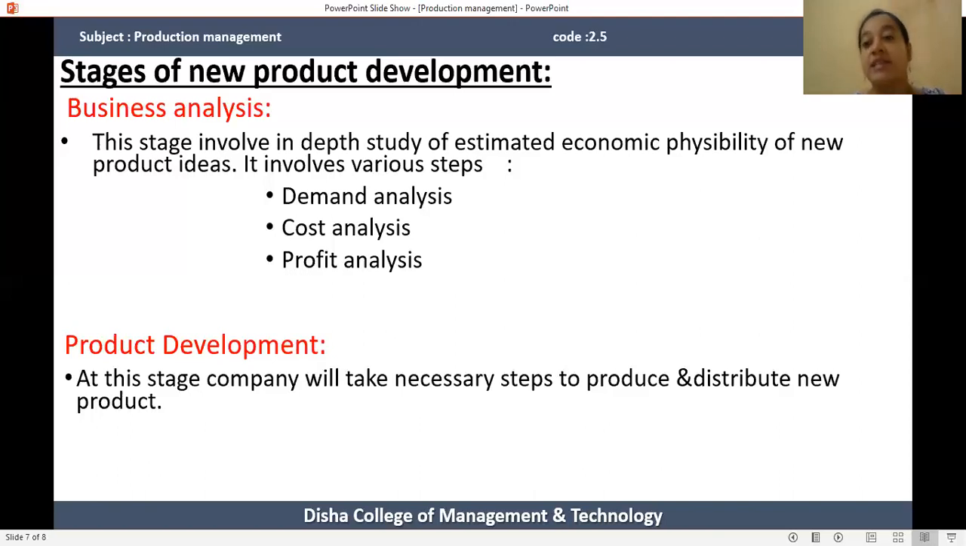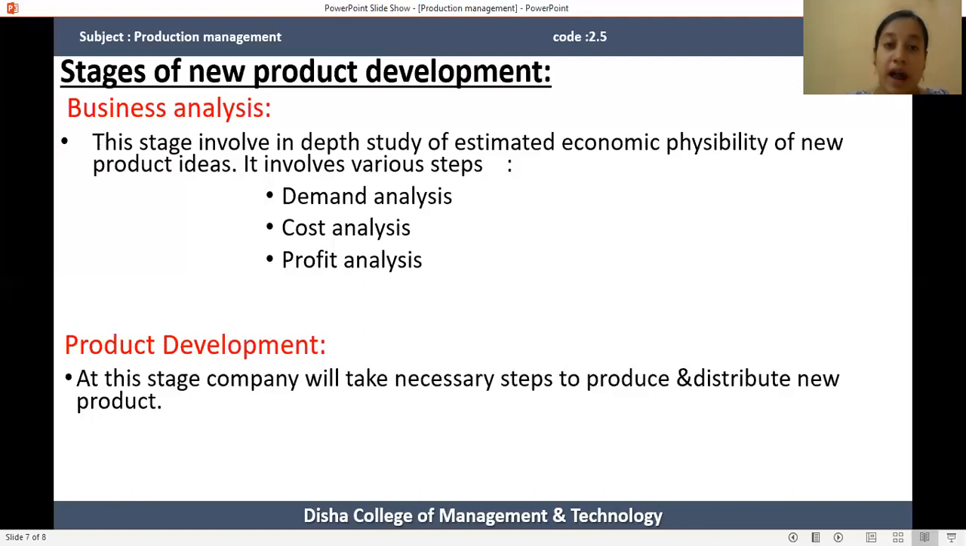And in profit analysis, they are able to identify which product can give them more success and generate more profit. So in the business analysis stage, they can identify which product gives more success, which product has the highest demand, which product can be produced at lesser cost, and which product can be produced using the available technology of the organization. So in the business analysis stage, they can identify or choose a good idea or good product for producing.